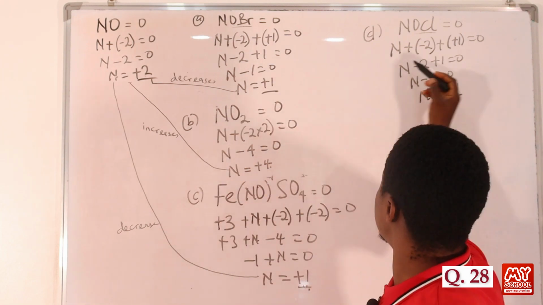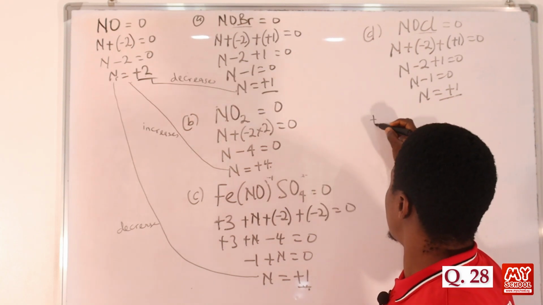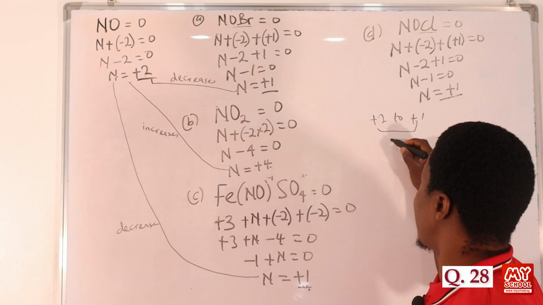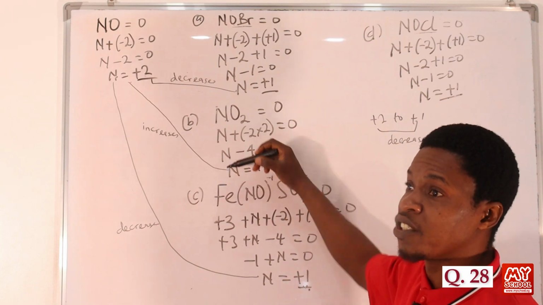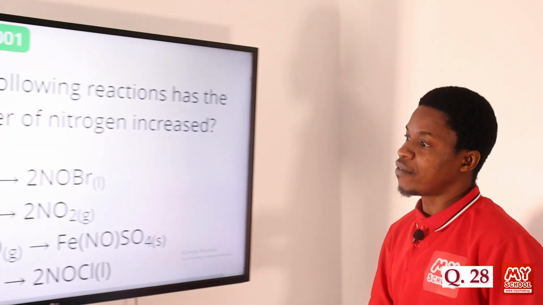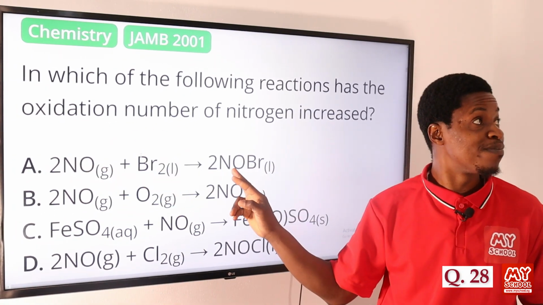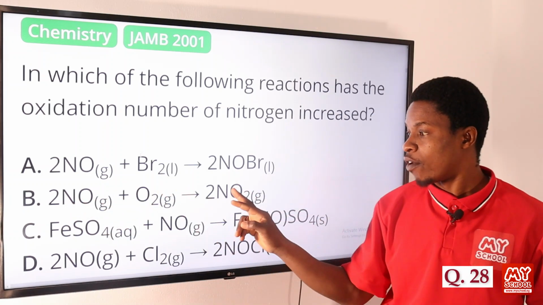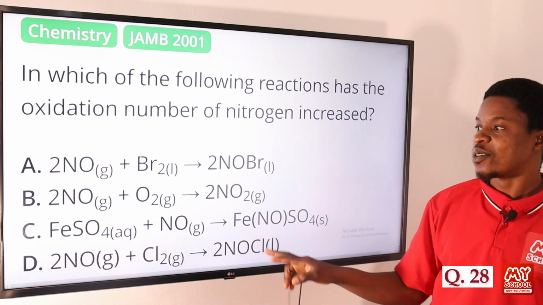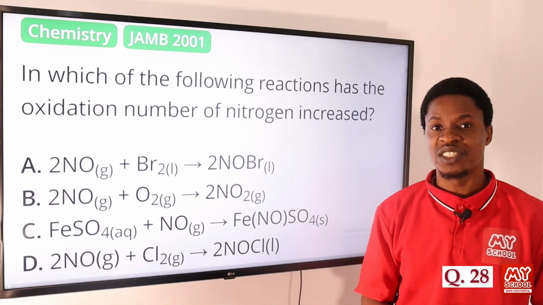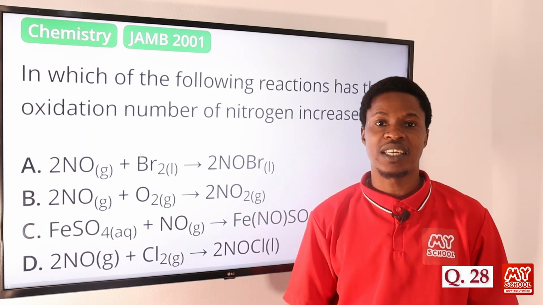And the last option is with NOCl. If you look at that, from +2 to +1, of course, you agree that that is also a decrease. So among all of these, it is option B where we have an increase. So let's move back to the screen and see what we have. The oxidation state is changing from +2 to +1, from +2 to +4, from +2 to +1, and from +2 to +1 also. So the only place where the oxidation state of nitrogen increases is option B. So that is the correct answer.